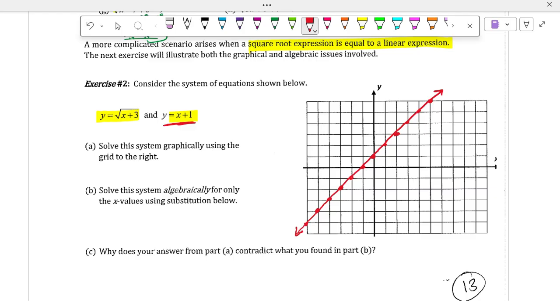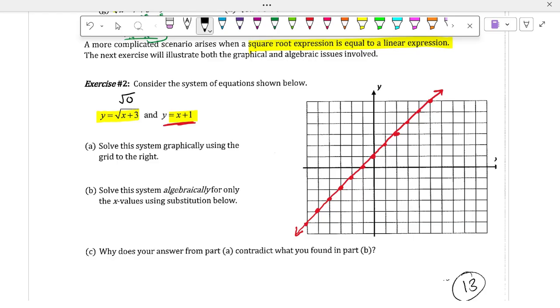Let me ask you guys this. When it comes to graphing a square root function, what is the lowest number that I can have under the radical? So I'm not talking about what we plug in for x. I'm talking about what's the lowest number. If I plug a number in for x and evaluate it, what's the lowest number that I can have under the radical? Nope. 0.